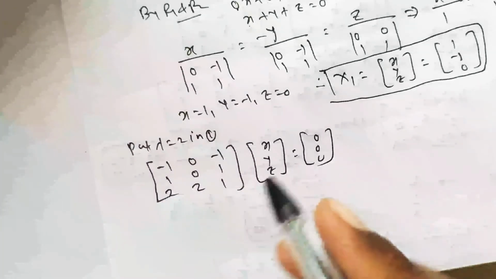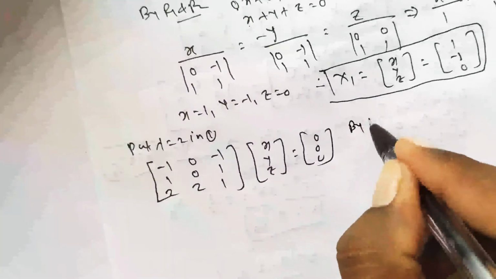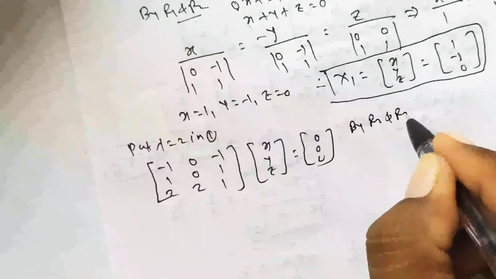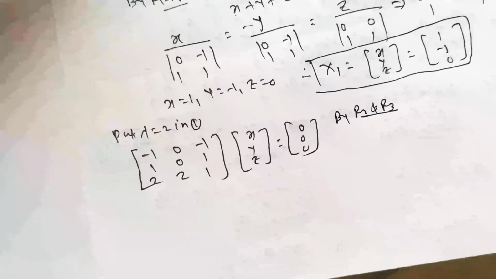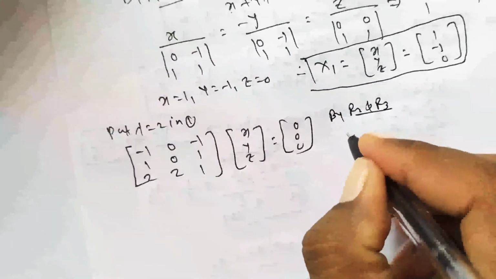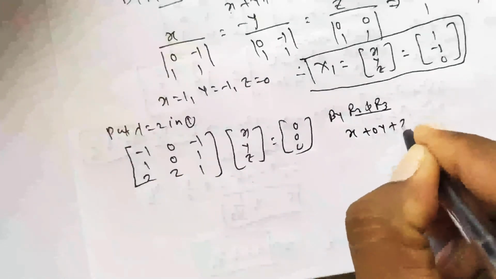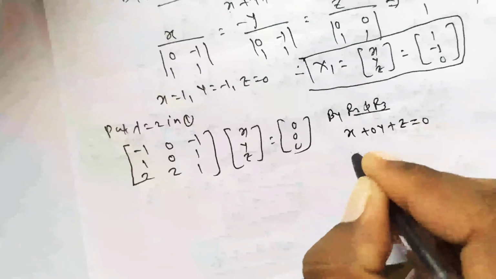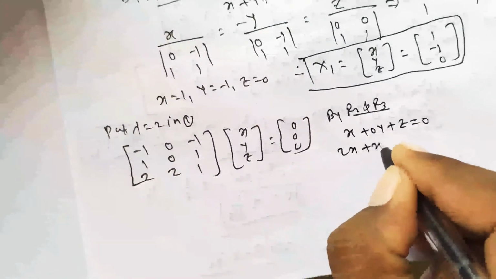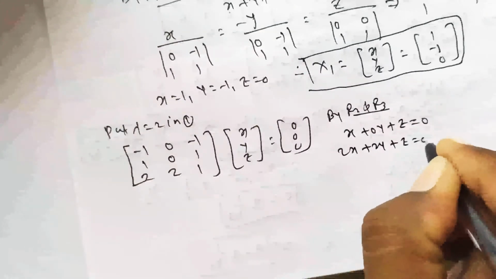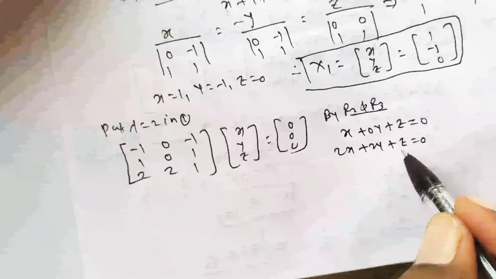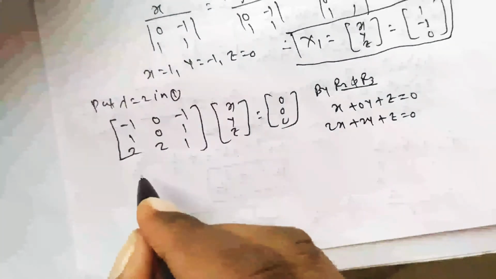So choose R2 and R3 here and apply Cramer's rule by R2 and R3. So using R2 and R3, from R2 we will write the equation x plus 0y plus z equal to 0, and from R3 we can write 2x plus 2y plus z equal to 0. These are again two equations in three unknowns, solving by Cramer's rule.